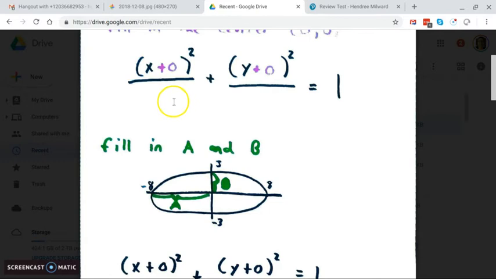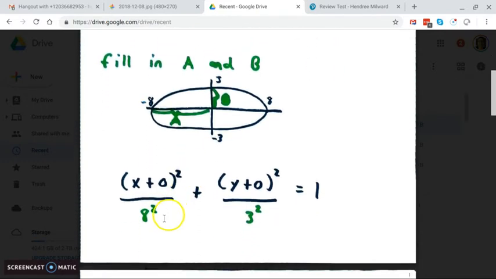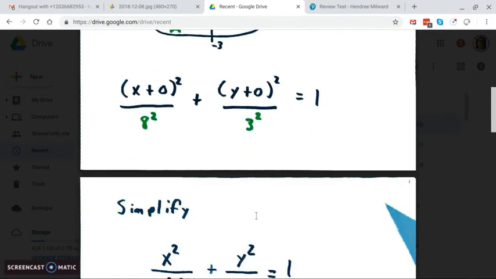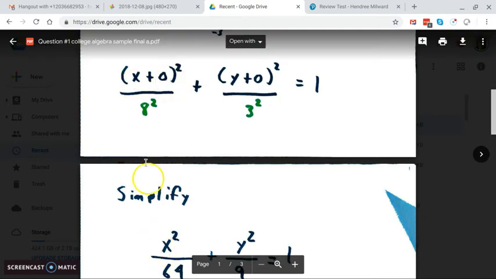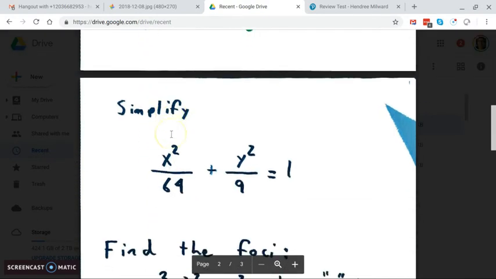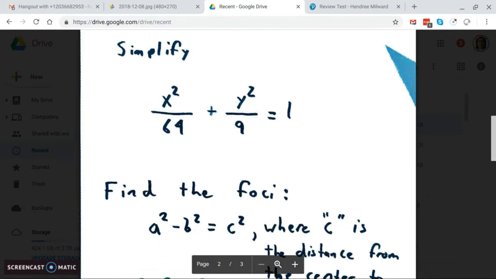Okay, so A squared is going to go here, and B squared is going to go here. So there's A squared, and then there's B squared. And then I just neaten it up. x plus 0 is x, and then I square both the denominators to give me my standard form ellipse equation. Okay, so that's all I need for the equation.